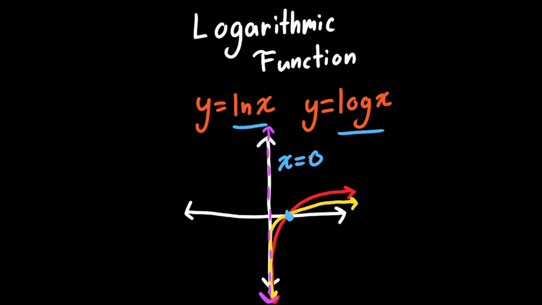And for these parent functions as well, they'll both have an x-intercept at (1, 0). What's important to know about logarithmic functions is that these are one of the second functions that we've encountered that has a domain restriction, because these functions do not extend infinitely to the left or right.